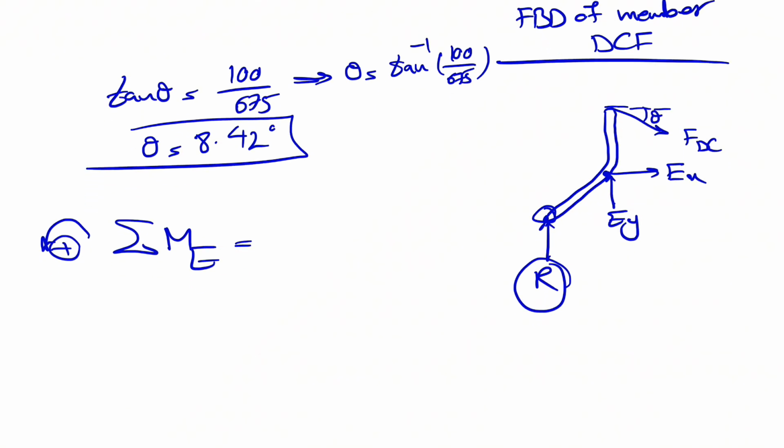And so here we have the moment of the X and Y components of FDC, which we can show like that. As we can see, the vertical component won't make any moment because it passes through the point E, and we only have the moment of the horizontal component, which will be a clockwise moment. So minus FDC cosine of theta would be our horizontal, and we are interested in this distance.